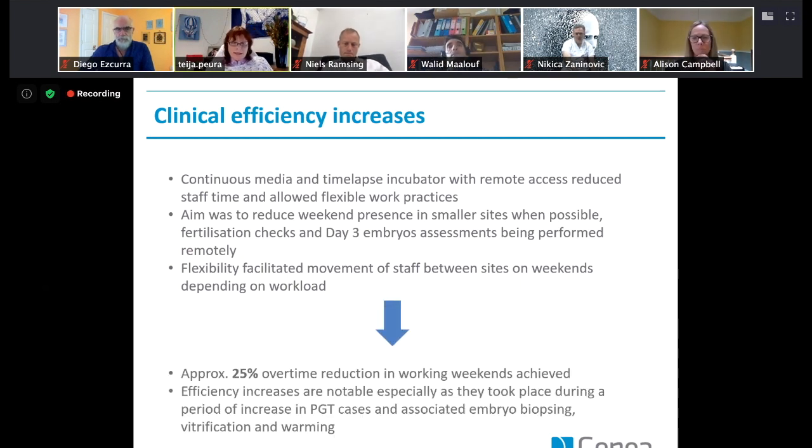So the benefit was that approximately 25% overtime reduction in working weekends was achieved by using these new systems. And the efficiency increases were especially notable because they took place during the period where there were more PGT cases, and they of course mean more work.